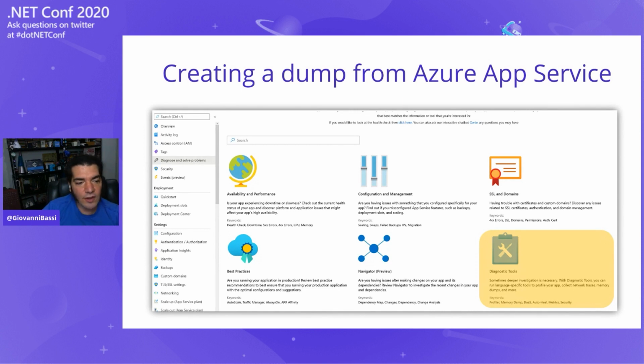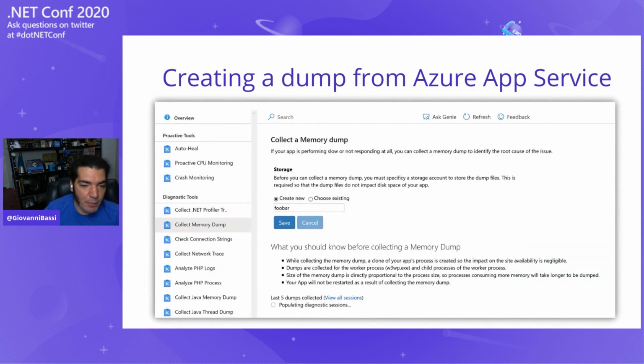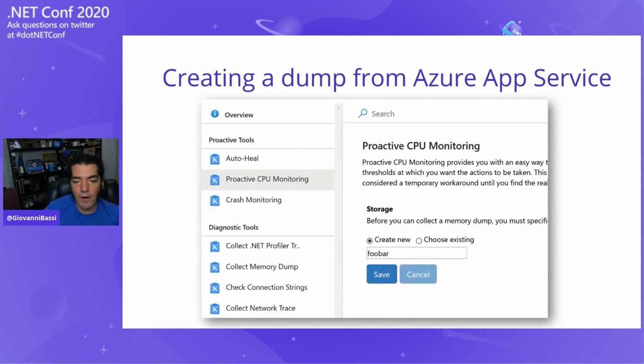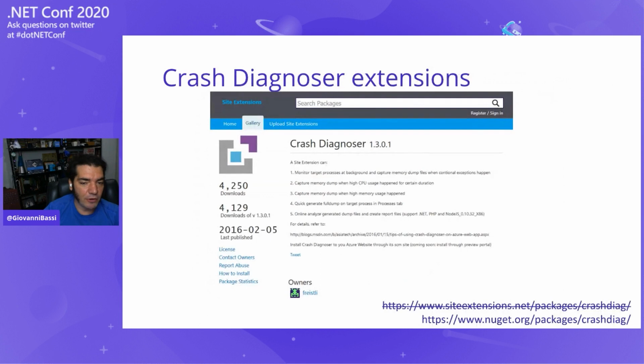So if you click on Diagnose and solve problems, you're going to have the diagnostic tools on the bottom right corner over there. And then you can collect a memory dump exactly at that point in time. And you can also monitor for crashes and transfer it to some storage account. Or you can proactively monitor the CPU and take the memory dump when some condition is reached. So it's super simple to use Azure App Service to take memory dumps.